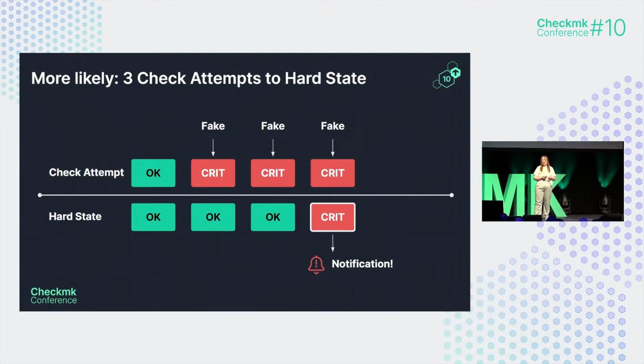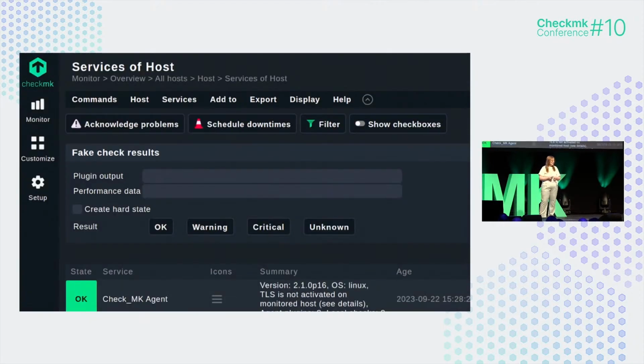To be honest, it sounds tedious just talking about it. And I can absolutely see why the fake check result dialog should create a hard state right away in order to test notifications. It would be so much easier. For me, as a designer, that's an easy task, right? I'll add a checkbox to that dialog, create hard state, and hell, I'm feeling good. I will also redesign that whole dialog. No worries, this will be amazing.